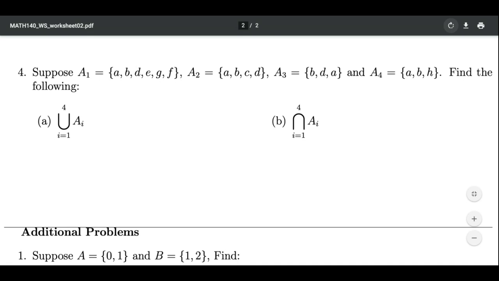Okay. So intersection are the elements in every set. Moises is saying that's A and B. Yes. You say only A, B is in A1, A2, A3, and A4. Okay, great. Anybody has any questions?